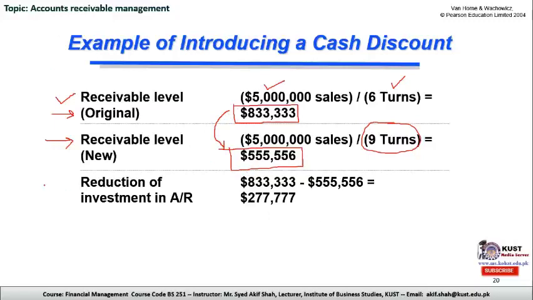If we find the difference between the original level of account receivable and the level after the introduction of the new policy, the discount offer, we can infer that we have reduced the level of investment in our account receivable by $277,777. If we subtract the new account receivable level from the previous one, we have saved $277,777 of investment in the account receivables.